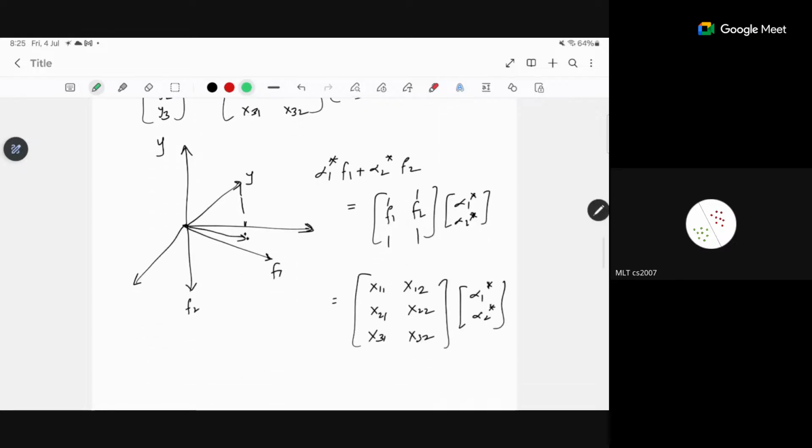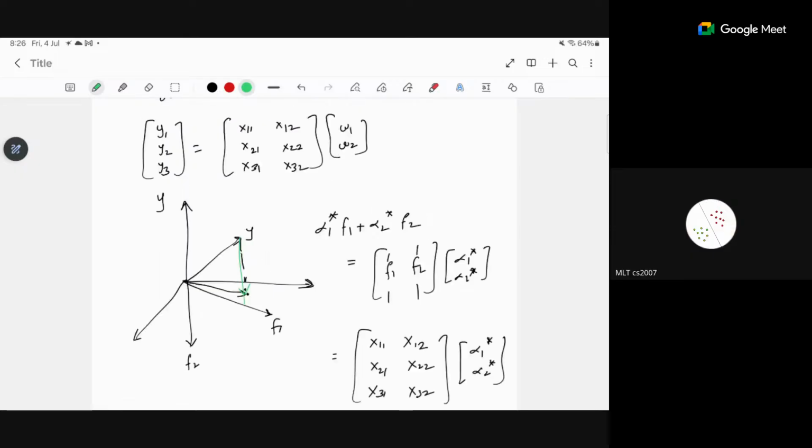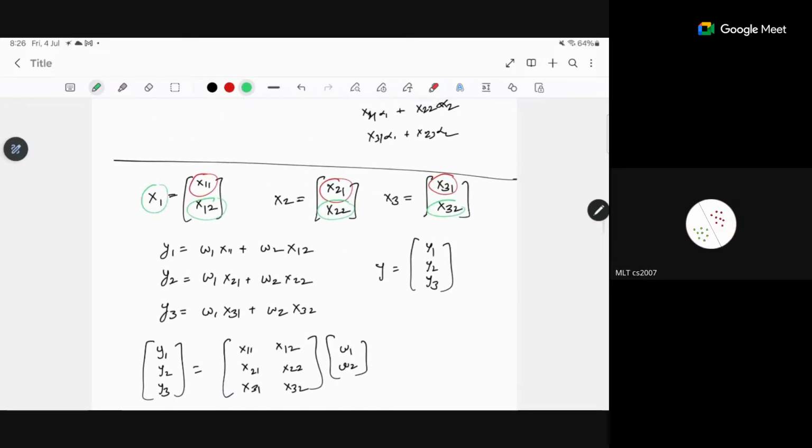And this part is also okay, because if you have the y label and I get the projection, let's say the projection of y onto this feature space, it will be a linear combination of these two features. Is that fine? So F1 I'm writing in this fashion: x11, x21, x31, times the alpha star. Alpha is some weightage, right? We have taken only F1 and F2 here because we have only two features, because x1 is of two dimensions.